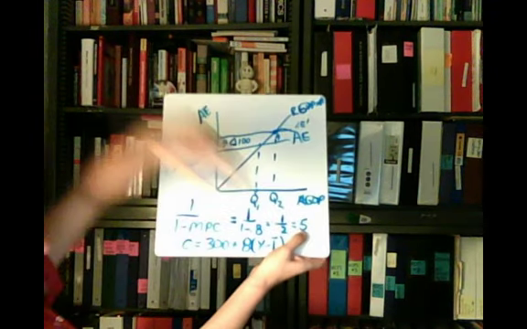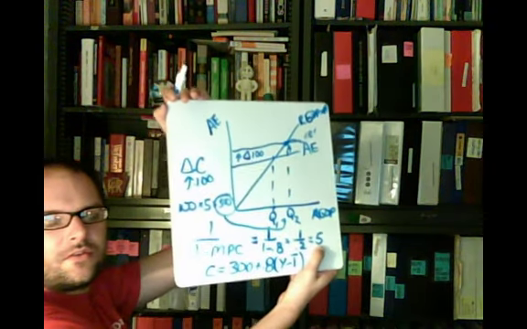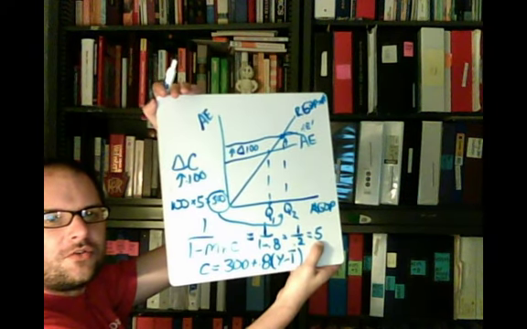And now what I do is I multiply the 5 times the 100. So 100 times 5 is obviously 500. That turns out to be the difference between Q1 and Q2.